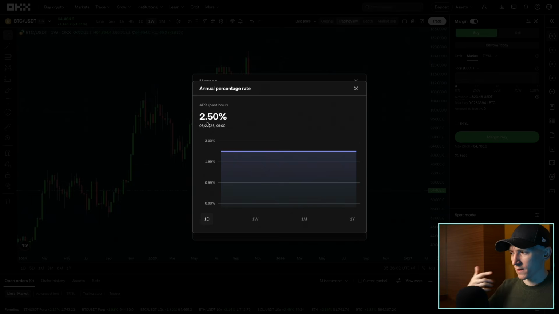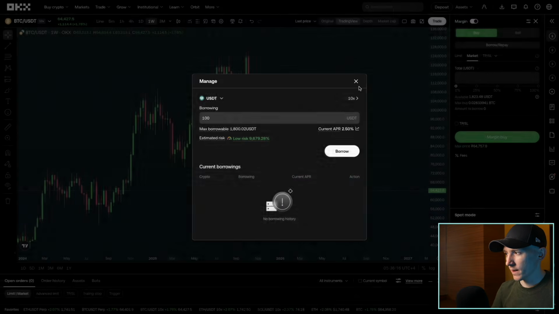This will be charged, I think, every few hours or so, maybe every hour or so. 2.5% is the annual rate. You'll be charged every hour a tiny amount that you have to pay here. So you have to manage that as well. Make sure you have cash in your account to pay that interest. So we can check that.